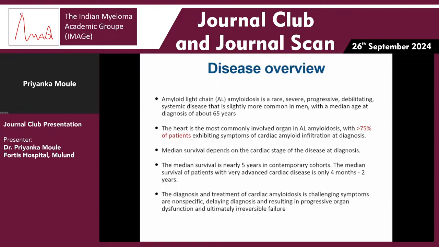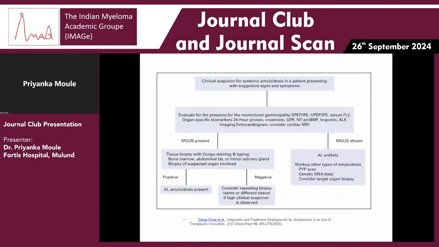So just a brief overview of AL amyloidosis. As we all know, it's a rare, severe and debilitating systemic disease which affects the elderly with a median age of 65 years. The most common organ involved is the heart, and involvement of the heart worsens the prognosis. In contemporary cohorts, survival is seen to be 5 years, but with advanced cardiac disease, the survival comes down to 4 months to 2 years.